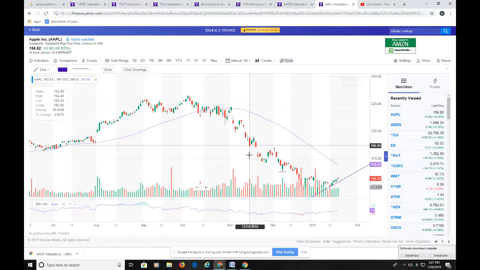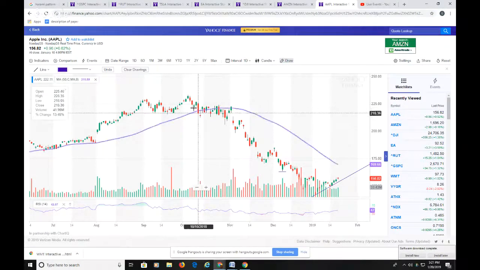Also, I include the upper shadow. Some people like to draw the trend lines at the close and open, only at the top of the body and the bottom of the body. I don't believe in that because you're throwing away an important part of the candle. That is the shadows. I wouldn't throw it away.